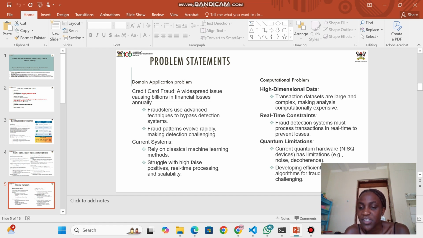Also developing efficient systems is hard because quantum machine learning is quite expensive. Then we have the high dimensional data, whereby this particularly means having large data sets that are complex to analyze and are expensive. So I'm actually going to take you through the remaining slides. Thank you very much.